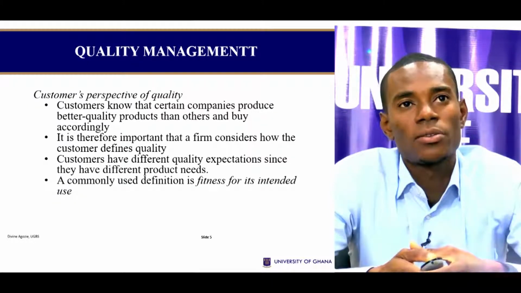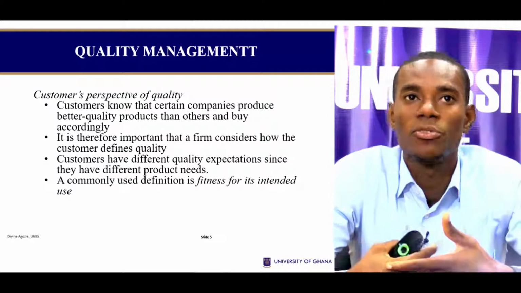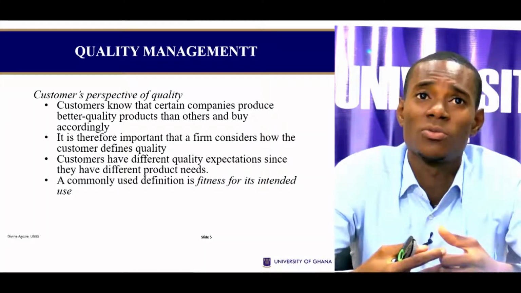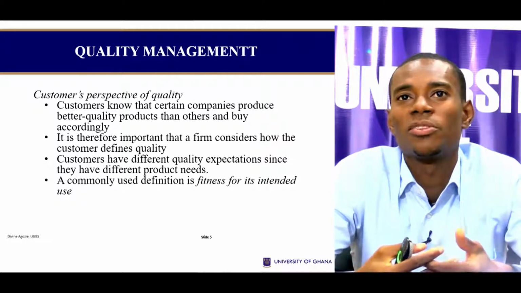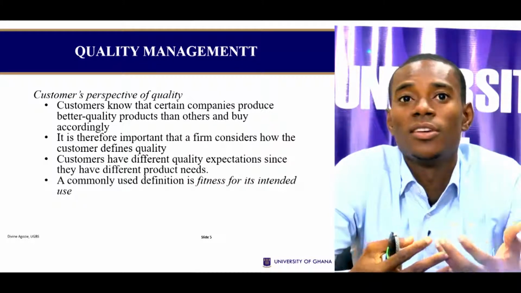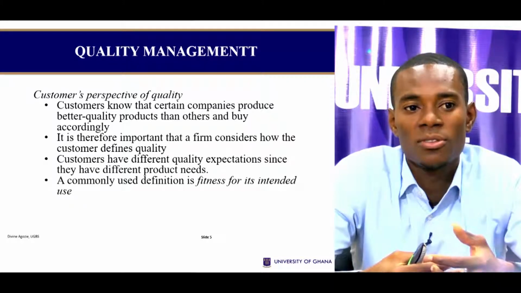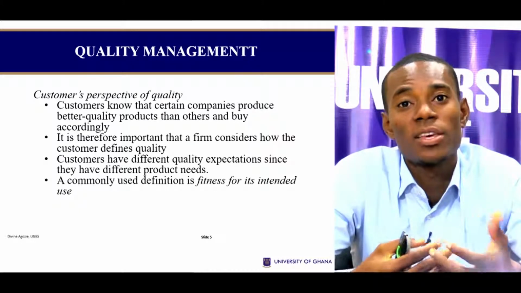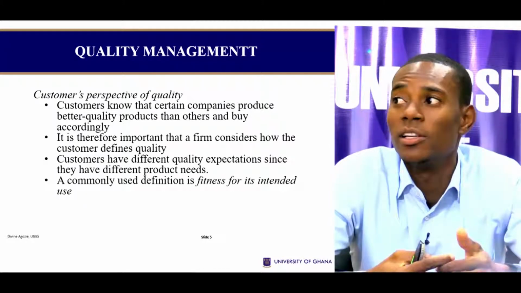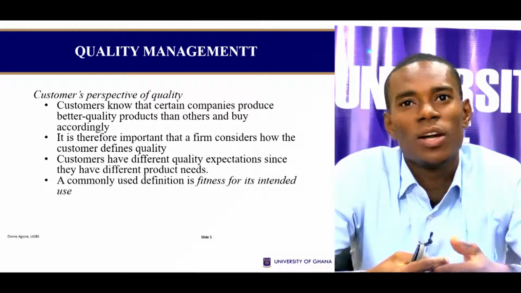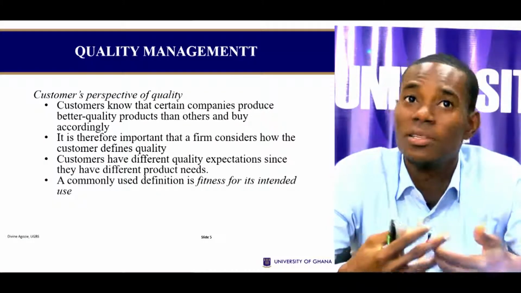Now let's look at quality from the customer's perspective, and also from the producer's perspective, and then we can judge who actually determines what is quality. Customers know that certain companies produce better quality products than others, and they buy accordingly. I think this is obvious. Sometimes you buy certain products because there's a certain goodwill about it, and you think this will give me some value for my money, so I prefer this one. In electronics, there are certain brands that once their names are mentioned, everyone knows it's a good, reliable brand. It's because of the quality.